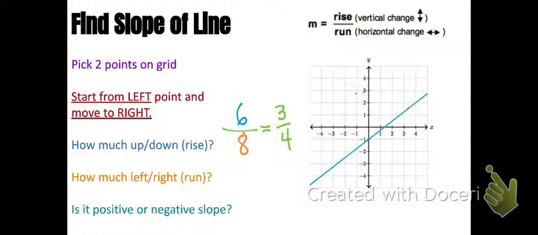All right, last step. Is this positive slope or negative slope? Read it from left to right, and you are going up. So it is positive. So our slope would be 3/4.